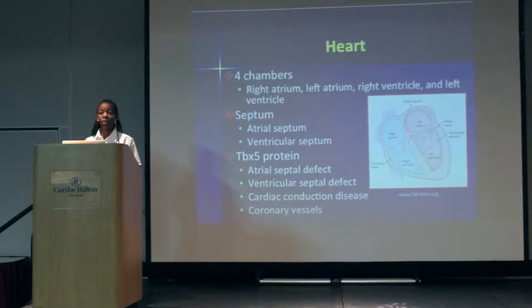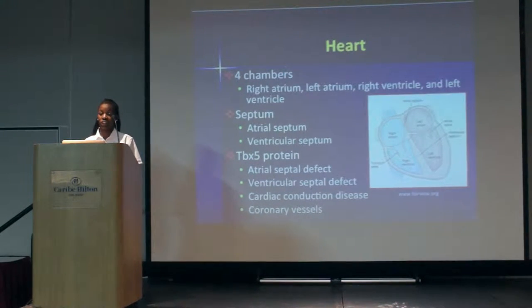The human heart is a muscle that pumps blood to every part of the body. At the fully developed stage, the heart consists of four chambers: the right atrium, the left atrium, the right ventricle, and the left ventricle. The septum acts as a wall and divides the right and left sides of the heart, as the atrial septum divides the two atria and the ventricular septum divides the two ventricles.